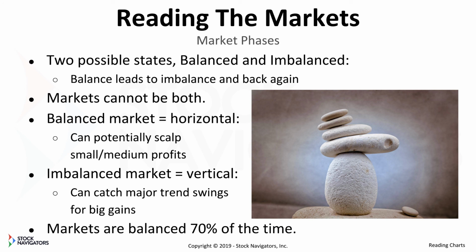But during an imbalanced market, the market is vertical. That's when you get big moves. That's when you can catch your major trend moves, right? Your major swings, and that's where you can make your big money. But the thing is, the markets are balanced about 70% of the time. Markets are going sideways 70% of the time. We just mostly hear about and get excited about the big vertical swings. But most of the time, they're not really going anywhere.